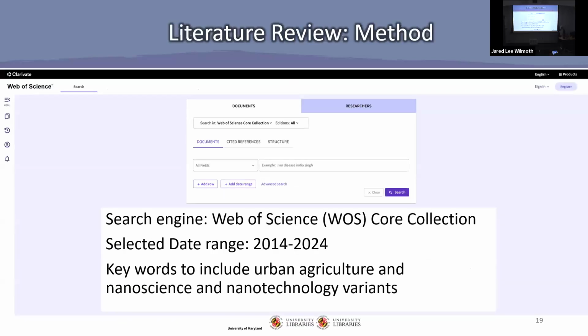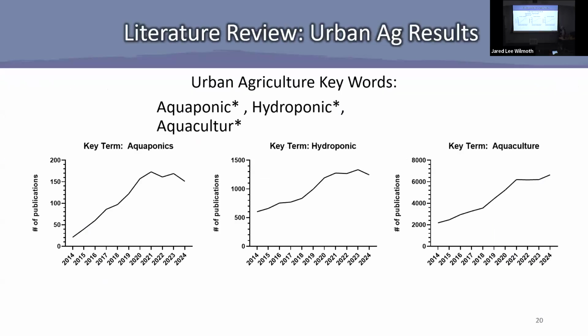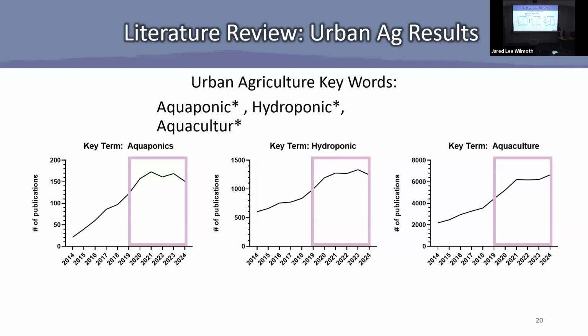First, I would like to briefly go over the literature review that we've done. For the method, I used Web of Science. We selected the date range for the last decade, 2014 to 2024, and we had keywords that relate to urban ag, as well as nanoscience and technology variants. Here you can see the key terms we used and the respective graphs. The key thing to take away is that from 2019 to 2024, across all three of these, there's been an increase in the number of publications.